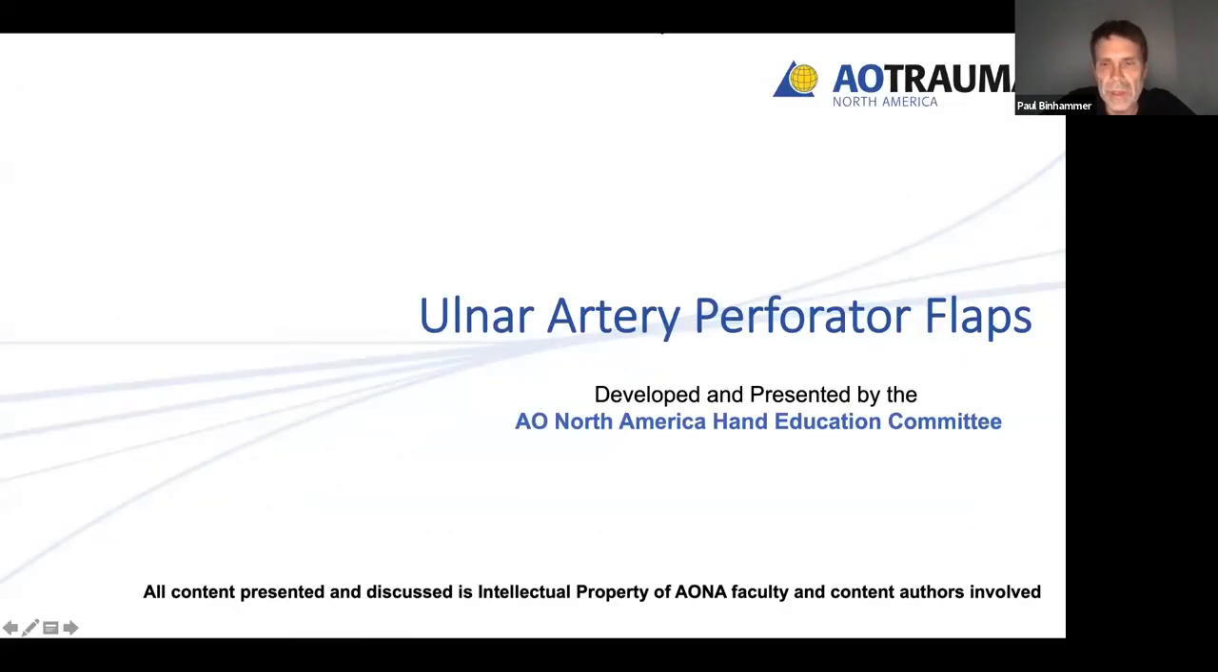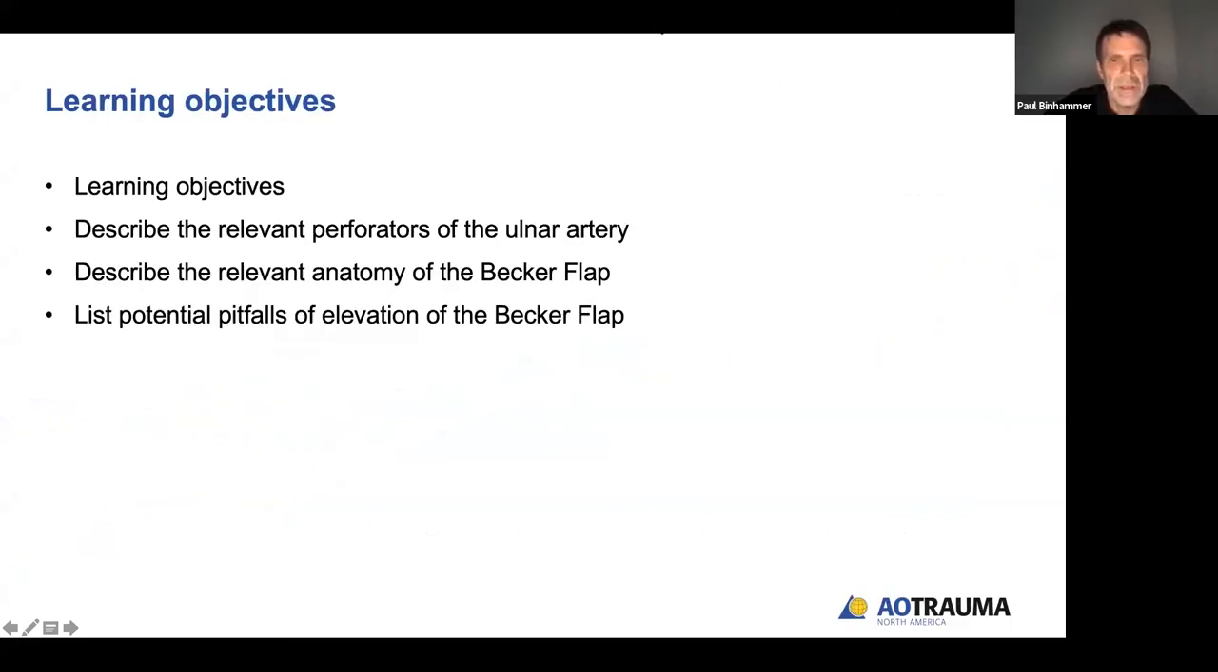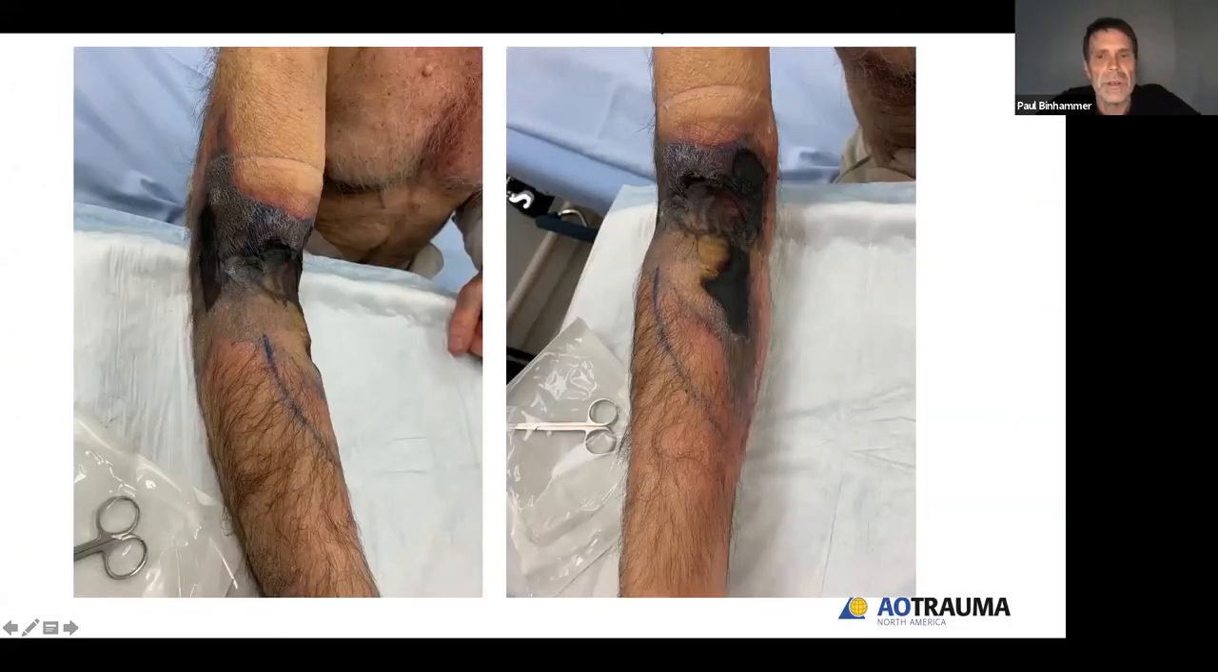So I'm gonna talk now about ulnar artery perforator flaps. These are the previously circulated objectives. This is an 84-year-old who presents 1 week after an extravasation injury of dopamine.